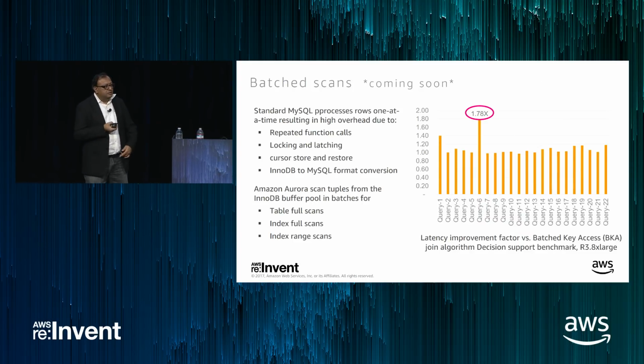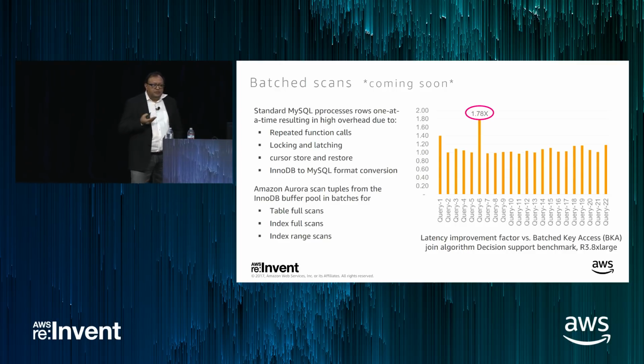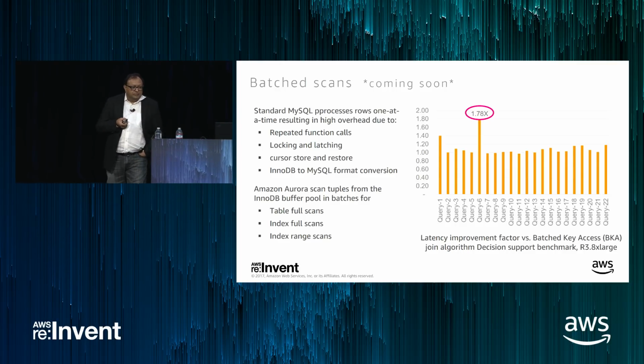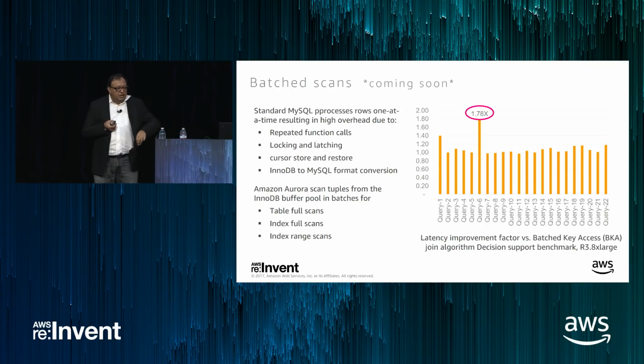Speaking of batch scans, after you get the I/Os in, the way MySQL works is that you do a bunch of calls that are row at a time. Repeated function calls, locking, latching, cursor stores, format changes from InnoDB to MySQL formats. There's just a ton of work. And so we've started moving to a batch format for table scans and index range scans. For the queries where that matters, it's been worth somewhere between 50 to 100%. So that's pretty cool as well.